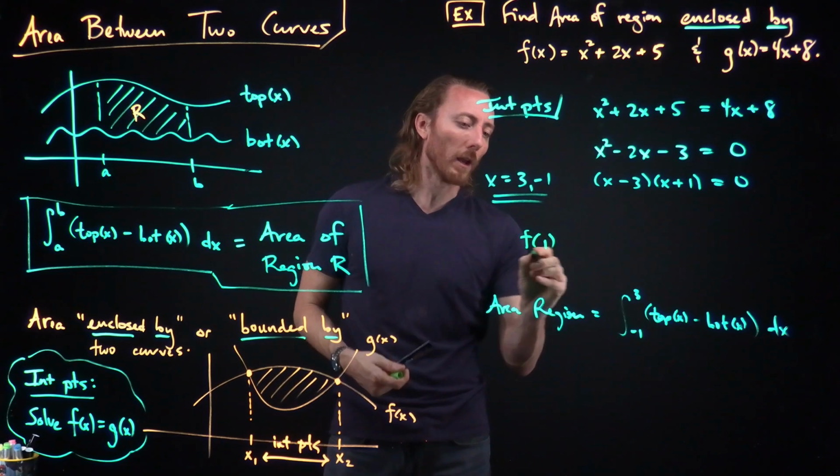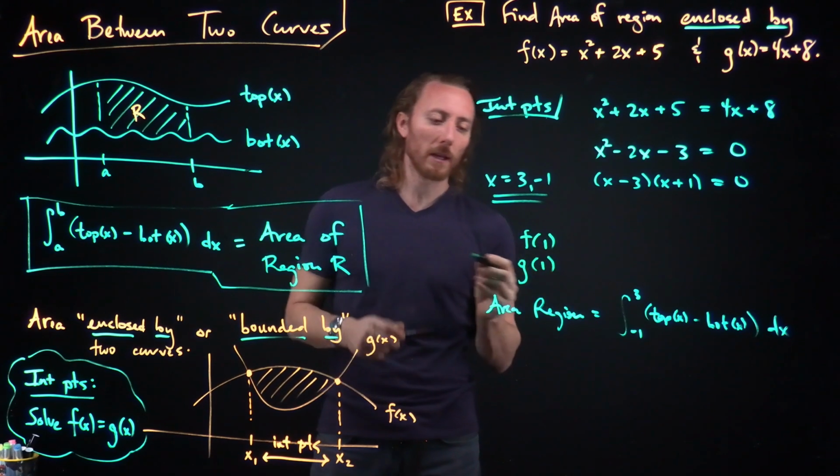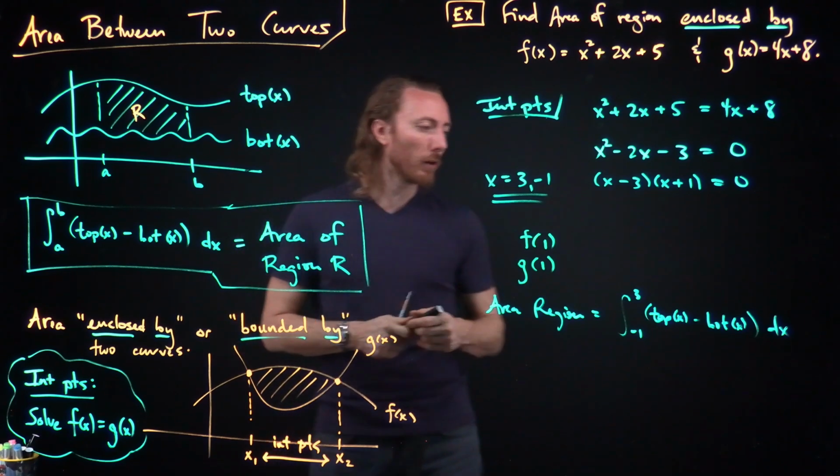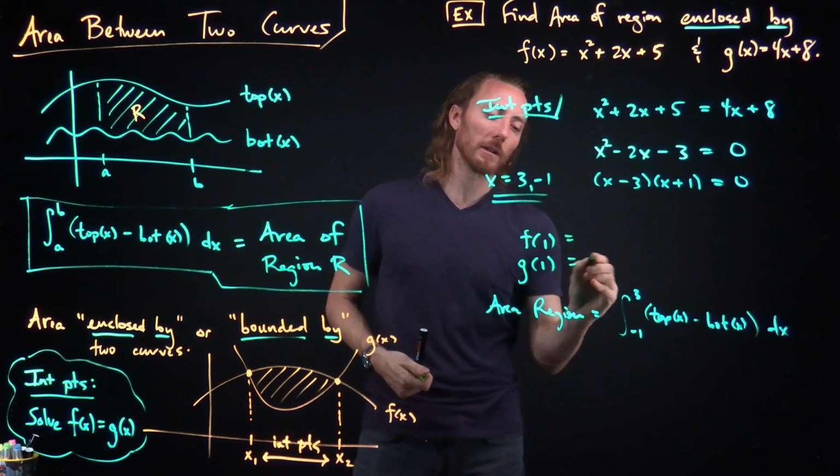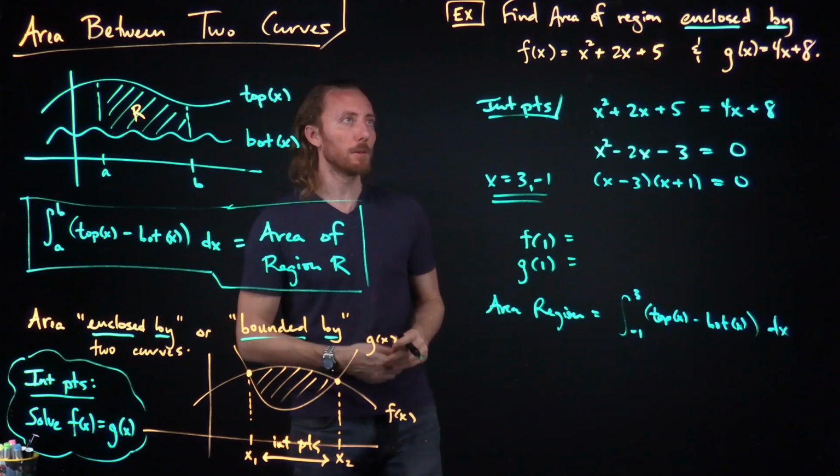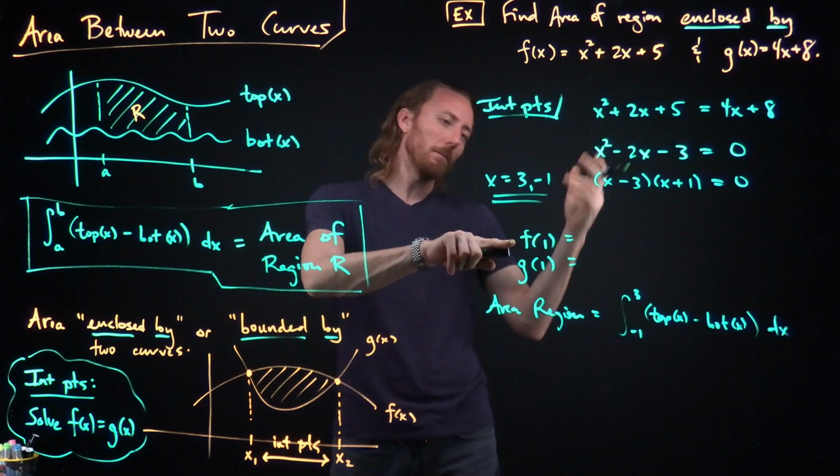I'm going to plug in 1. Why not? 1 is between minus 1 and 3. We also could have plugged in 0. We could have plugged in 2. We could have plugged in a half if we wanted, but I'm going to try to keep it computationally simple. I suppose 0 would have been as simple as possible, but so be it.